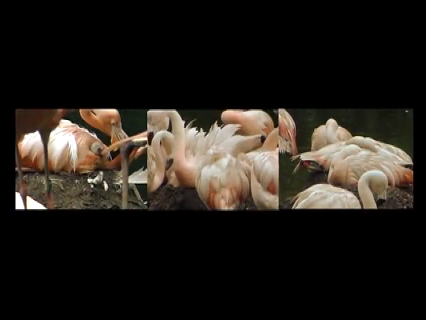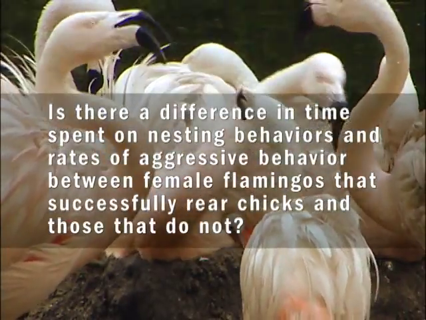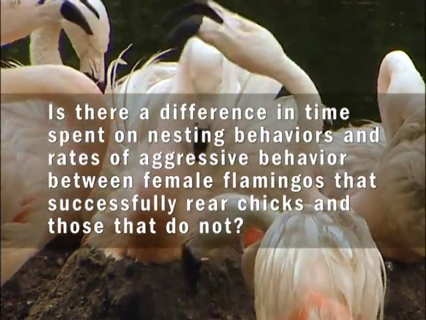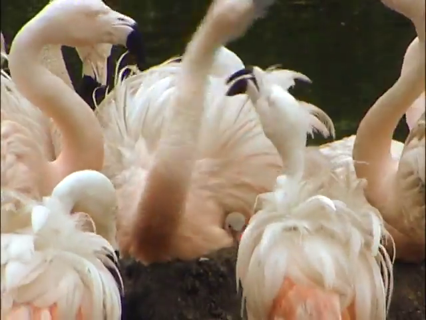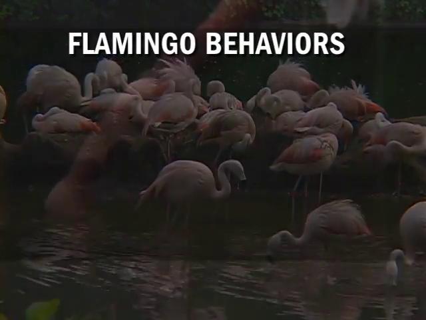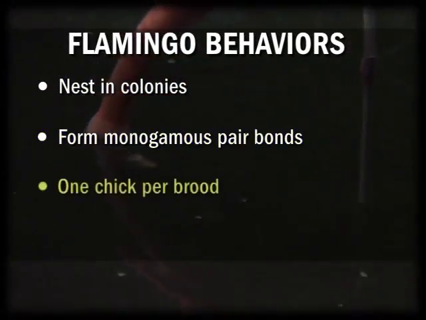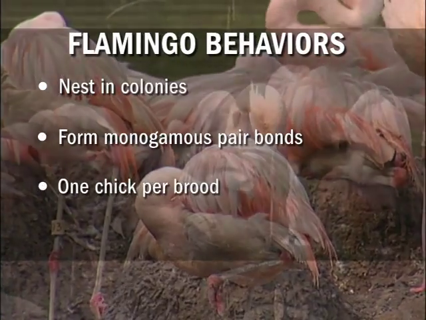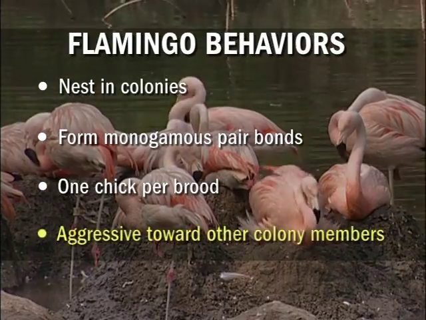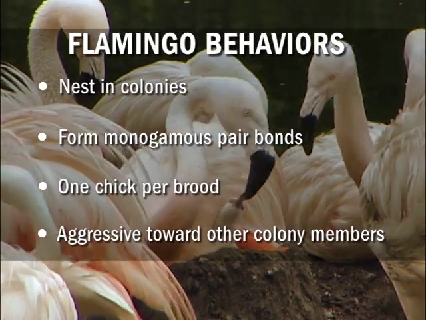Now let's turn to the flamingo example. Let's start by reviewing the question. Is there a difference in time spent on the nest and rates of aggressive behavior between female flamingos that successfully rear chicks and those that do not? From your readings and observations, you know that flamingos nest in colonies and form monogamous pair bonds. They usually produce one chick per brood, and both sexes participate in parental care. Flamingo pairs are highly aggressive toward other colony members during the breeding season, especially in crowded nesting areas.